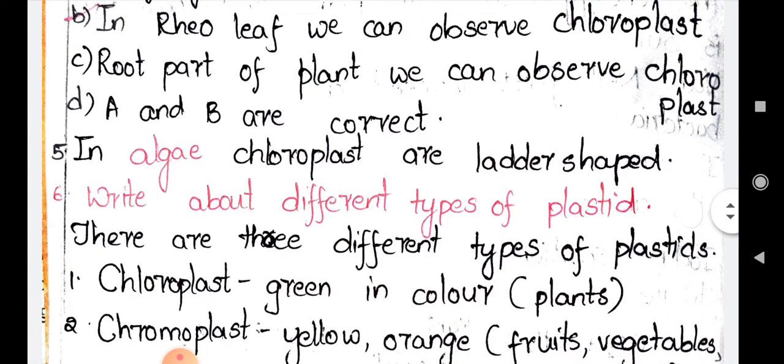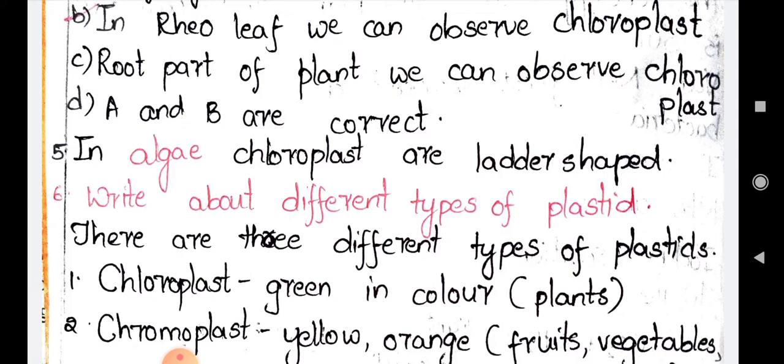Next, going to the fifth question. In dash, the chloroplasts are ladder shaped. Ladder shaped, you know what a ladder is? We call it nichana in Telugu. So in algae, the chloroplasts are ladder in shape. The chloroplasts have different shapes. In that, one of them is the algae, which has ladder shaped chloroplast.